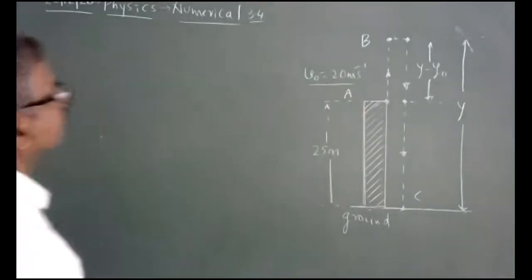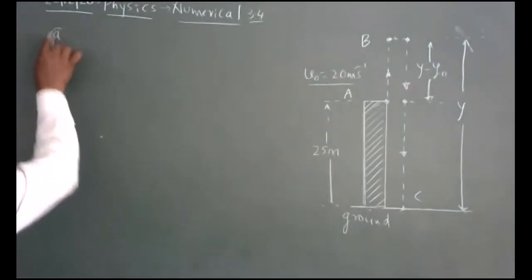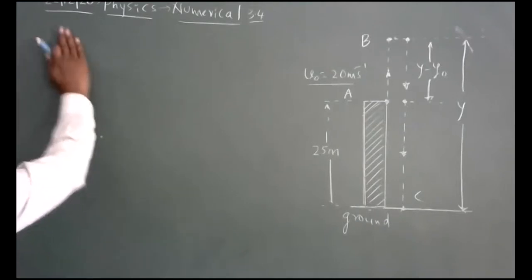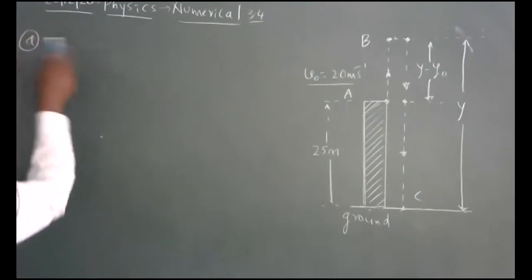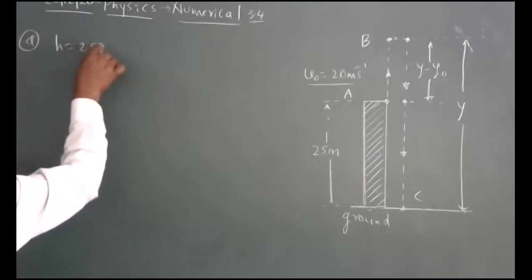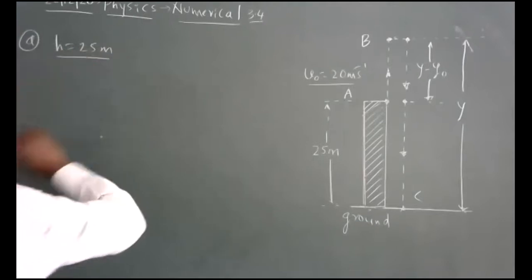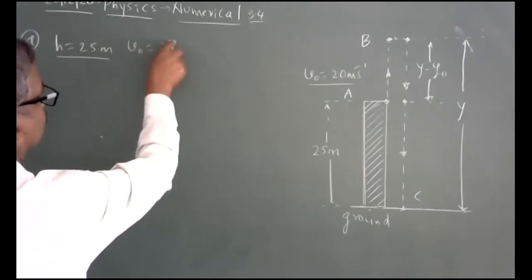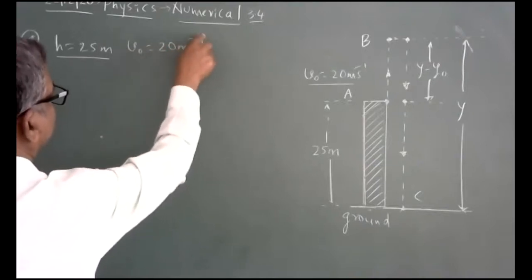Let me start the first analysis, A1. It's a very simple analysis. What does it give you? First, the height of the building, which is 25 meters. Then we have the initial velocity. As I said, the initial velocity is 20 meters per second.